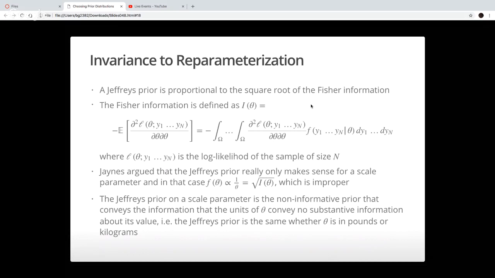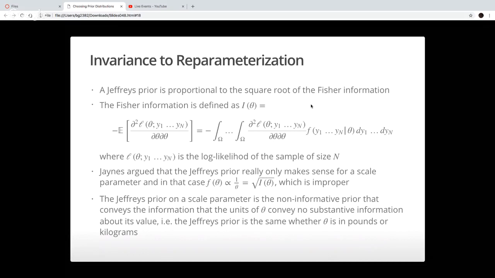Really only makes sense for a scale parameter. So the gamma distribution has a scale parameter, the normal distribution has a scale parameter sigma, etc. In which case it is proportional to the reciprocal of that parameter. However, the Jeffreys prior in this case is improper, but this might be the one case where it might be okay for you to use an improper prior.